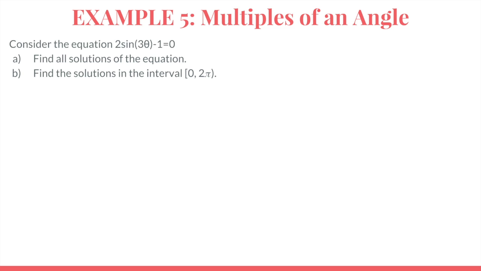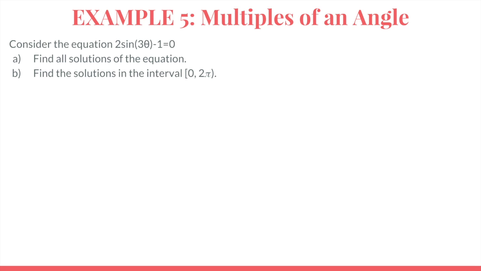Example 5, a trig equation involving multiples of an angle. We want to consider the equation 2 sine 3 theta minus 1 equals 0. We want to find all solutions of the equation and find the solutions in the interval 0 to 2 pi.